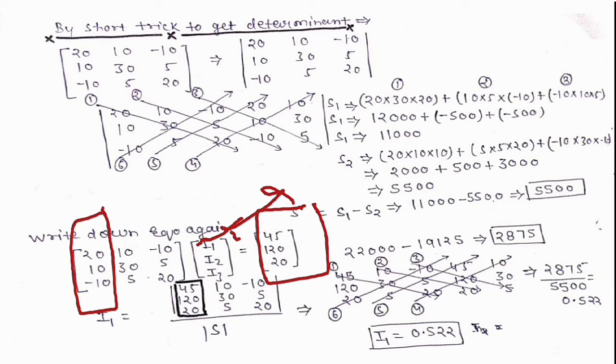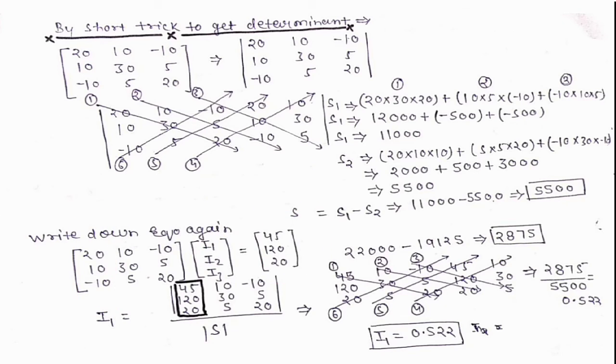So you just replace this first column by the voltage matrix. Here you see, if you want to know I1, then the first column of this, 20, 10, minus 10, will get replaced by 45, 120, 20, and then you get this matrix, or you can say its determinant value. Then you will find the determinant value of this matrix.